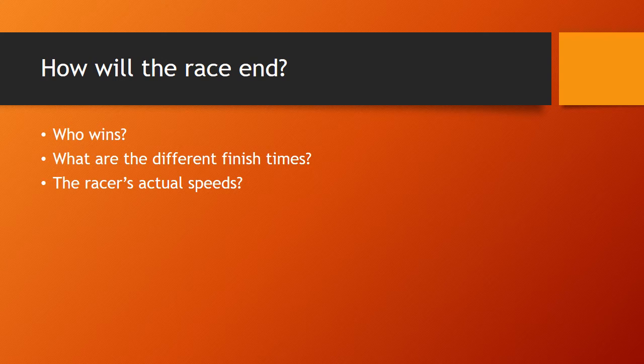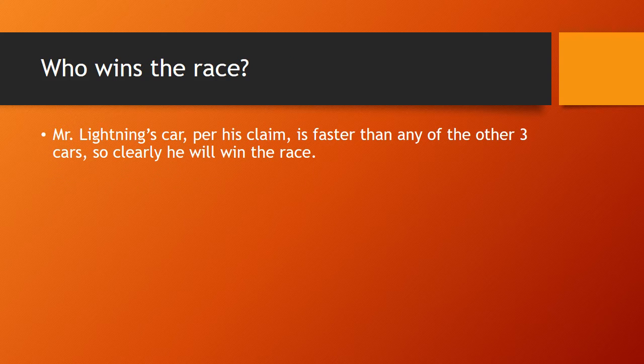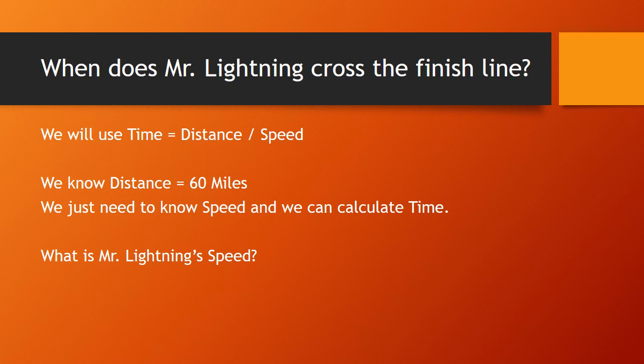We will suppress our skepticism and assume that Mr. Lightning's claim about his car is accurate and see where it takes us. So let's start with the question of who wins the race. Now this one is simple. Mr. Lightning's car goes faster than every one of the other cars, or so he claims, so it clearly wins the race. But when will he cross the finish line?